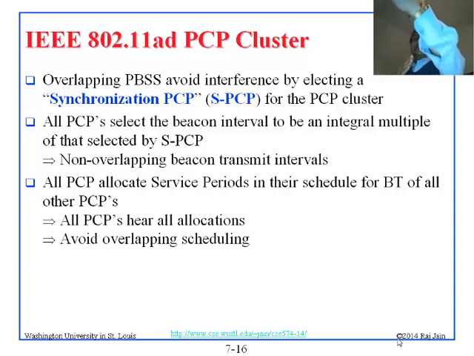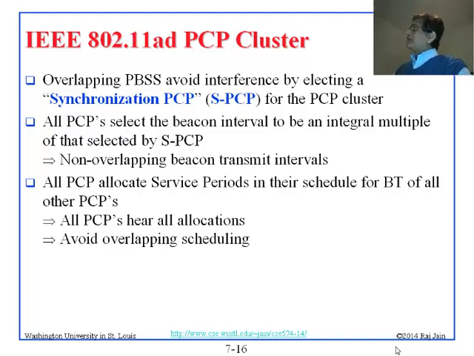If I transmit in this direction and you transmit in the same direction, then we interfere. But if we transmit in different directions, there is no problem. In fact, that is one of the beauties of all of these 60 gigahertz: simultaneous transmission is allowed, which is not allowed in other standards before. So most of the time, people are talking in parallel without interfering. So SPCP is the super boss, and it is called synchronization PCP, and the whole thing is called PCP cluster.